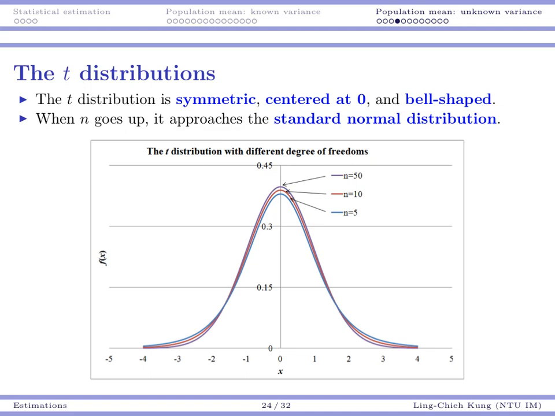So that's what we say when the population variance is unknown, we need to do some adjustments. That's to replace the distribution with something else that is close to the normal distribution. When n gradually goes up, the T distribution will gradually approach the standard normal distribution. It will become steeper and steeper and very similar to the standard normal distribution.